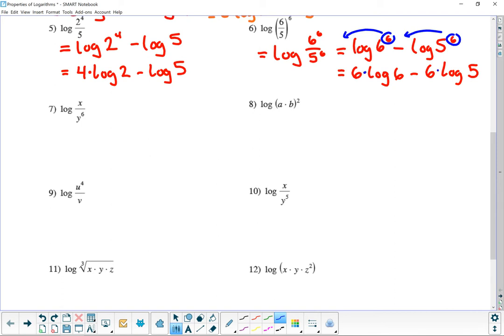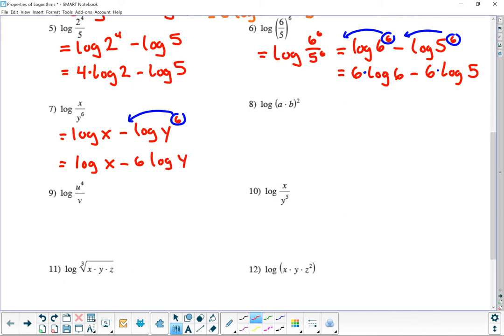Okay, 7, another quotient. So this is going to be log x minus log y to the 6th power. And notice that there is a 6th power, so we're going to use the exponent rule, and it's going to be brought to the front. So now we're going to have log x minus 6 times log y.